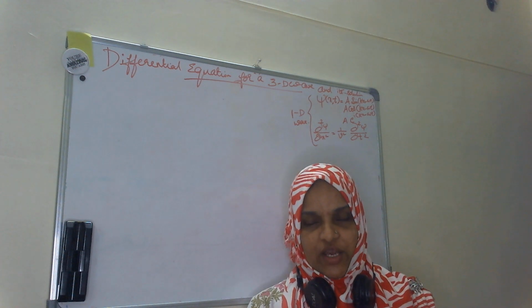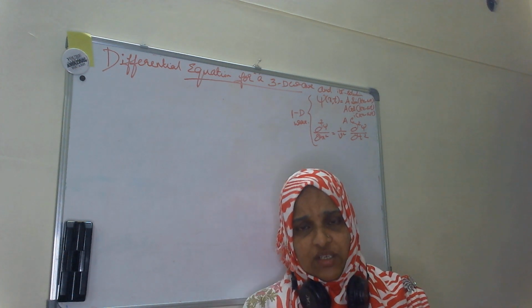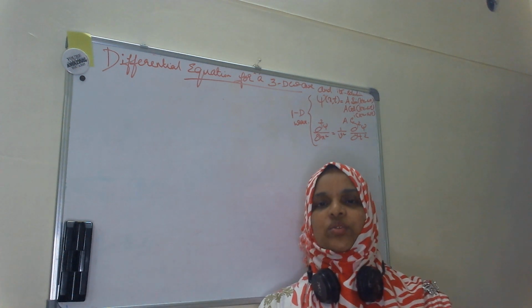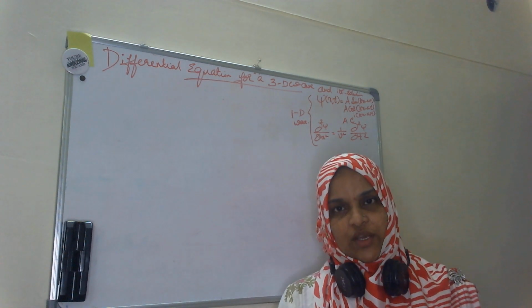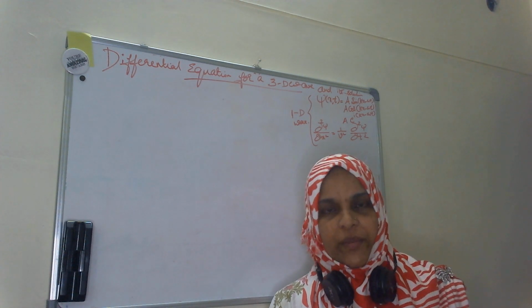An example of a three-dimensional wave is electromagnetic waves, which can travel through a three-dimensional medium. Sound waves can also propagate through a three-dimensional medium.